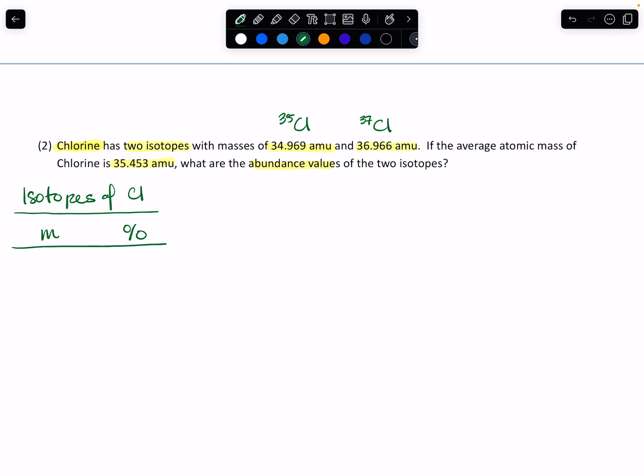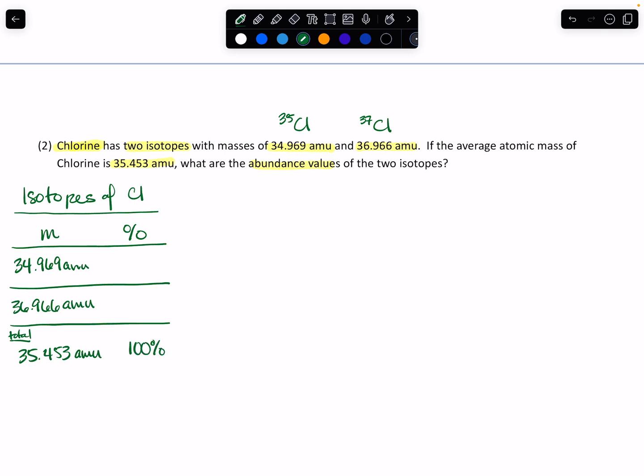I'll start with my first isotope, which has a mass of 34.969 AMUs, and the abundance is unknown. And for my second one, I have 36.966 AMUs, and again, that abundance is unknown. And those all total to give me an average atomic mass of 35.453 AMUs, and that would be 100%, because that's going to be the sum of those percentage values.